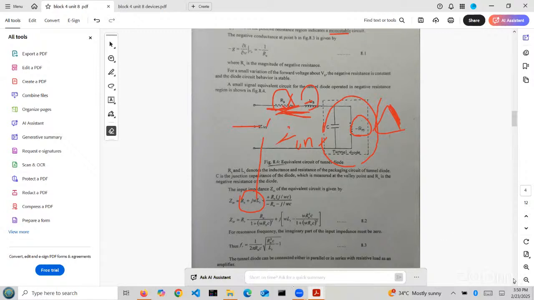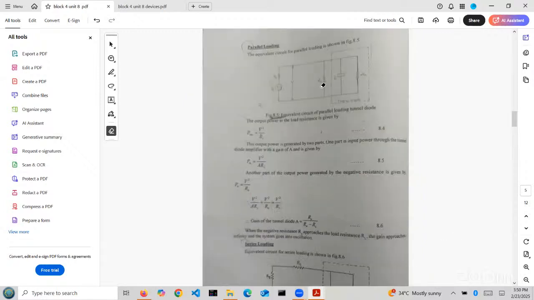Here, the generator has generator resistance RG, and the resistor across the load is RL. These two are connected in parallel with the tunnel diode combination. This is the tunnel diode combination. To this tunnel diode combination, I connected RG and RL in parallel.